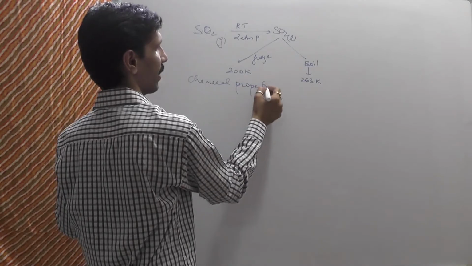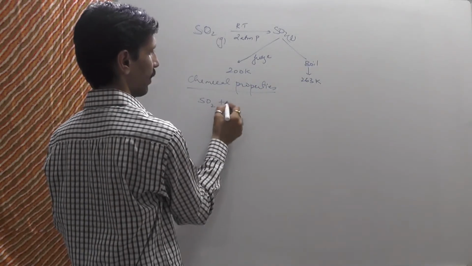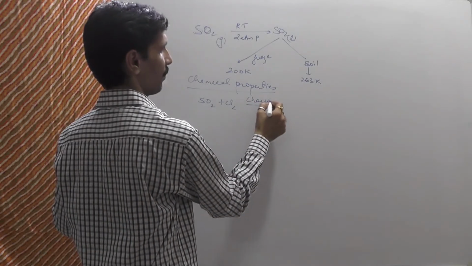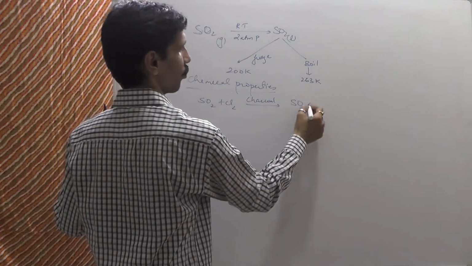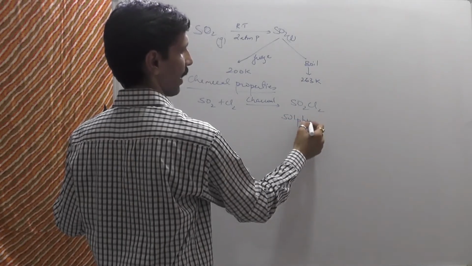So when we start with the chemical properties, some of the most common chemical properties that we are going to discuss over here, first one is SO2 being treated with chlorine. Chlorination होगा in presence of charcoal. It gives you SO2Cl2. This is called as sulfuryl chloride.